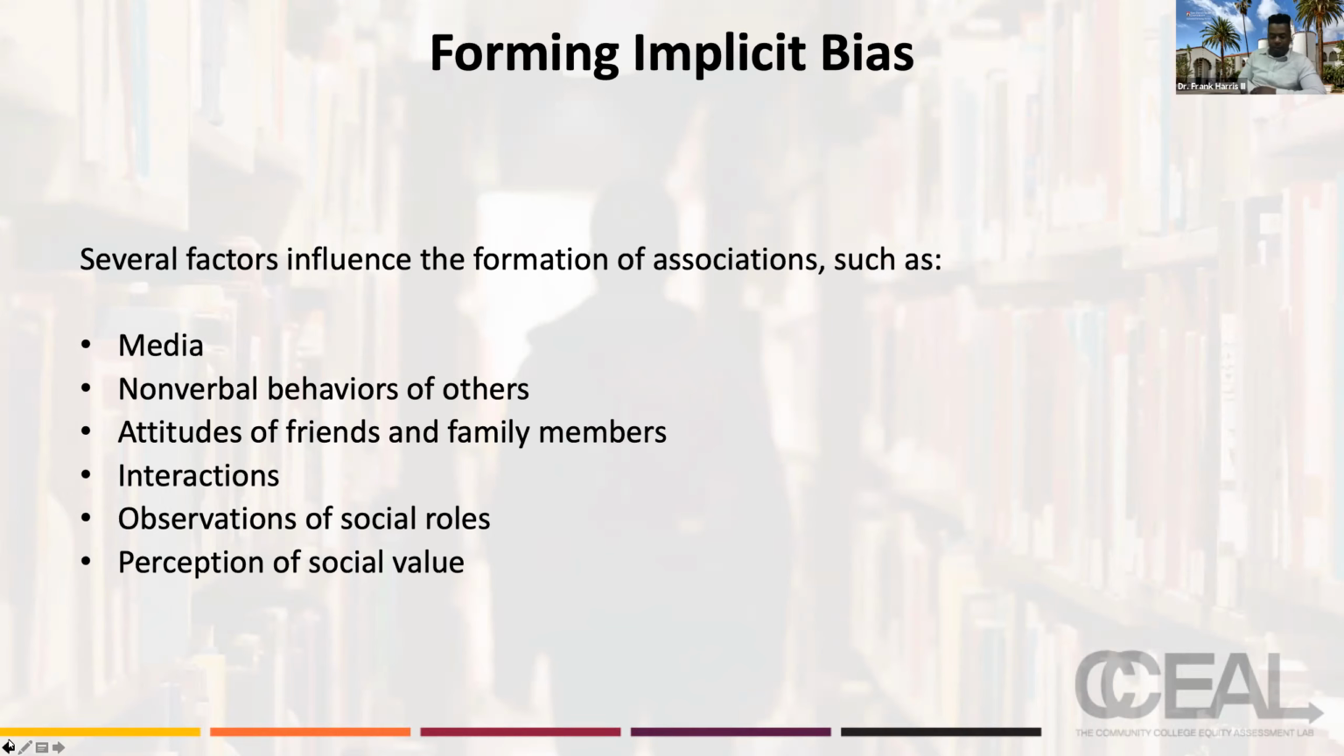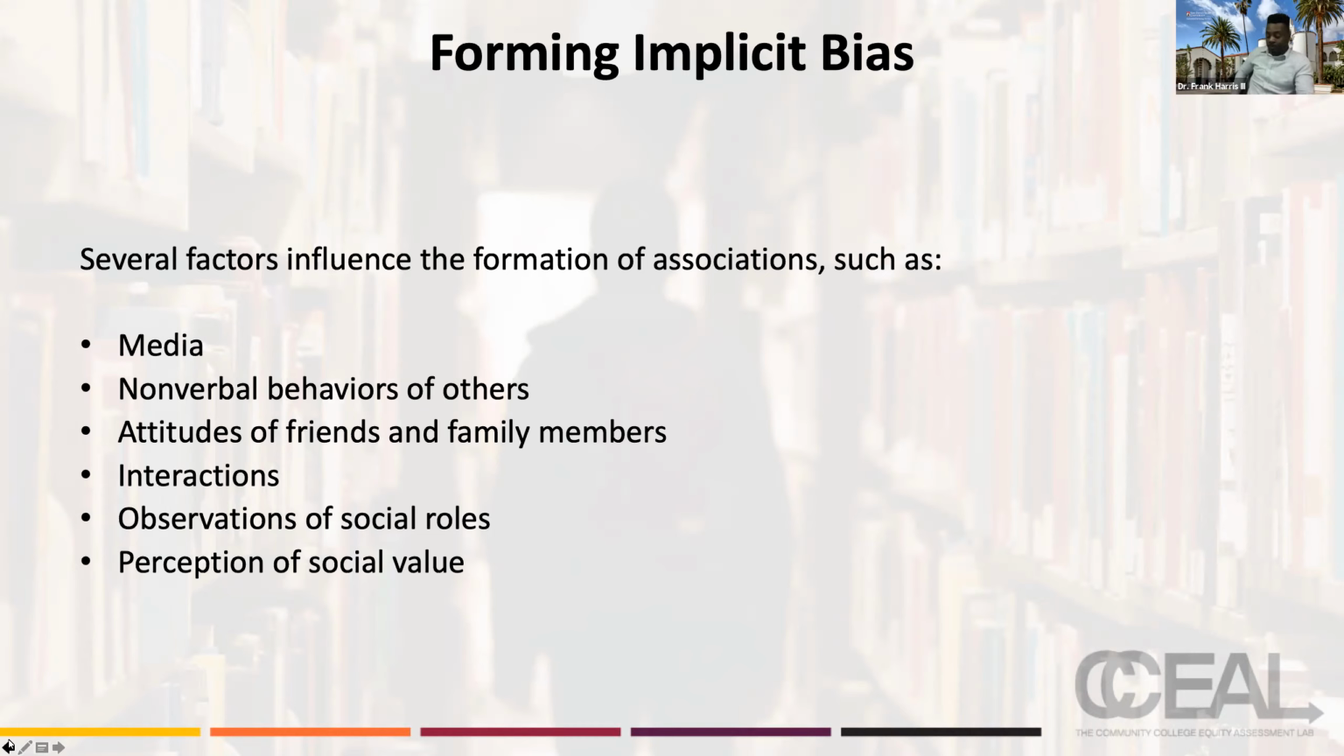We also have attitudes of friends and family members. I often think about the things I may have overheard from adult friends and family members over the years about certain groups of people, and how that may have influenced the way I think and feel about different groups of people. Sometimes the early interactions we have with different groups of people may drive our implicit bias.